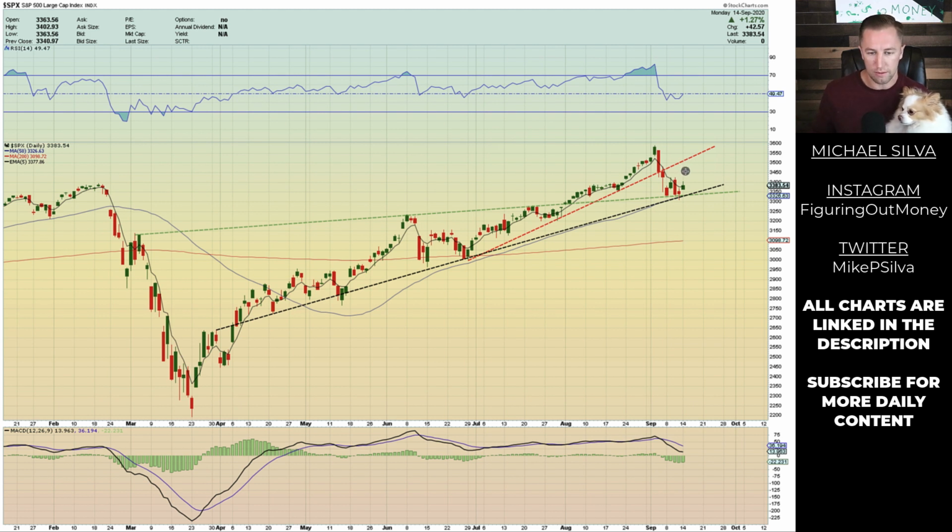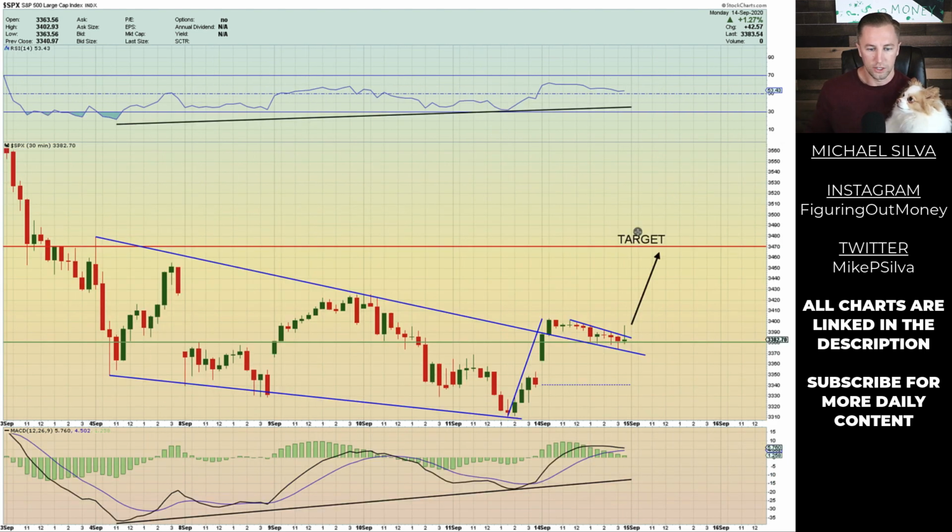But let me bring up the 30-minute time frame. I made some adjustments to that chart. As a reminder, if you want to see these charts on your own personal computer, laptop, or cell phone, the links to all these charts are in the description below. All right, so here is the S&P 500 30-minute chart. Now, I made some updates to this.